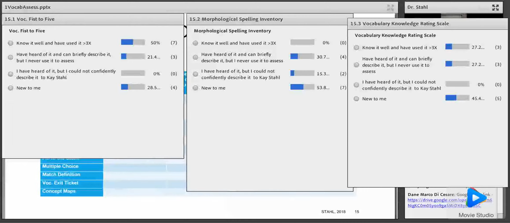Now, Molly, do you have a permanent record of this? Okay. Good. I'm glad to see some other folks are using vocabulary knowledge rating scales already. Sorry, I was muted. I do have a record of this. Okay, thanks. Do you want me to put it back on? Yeah. Okay.